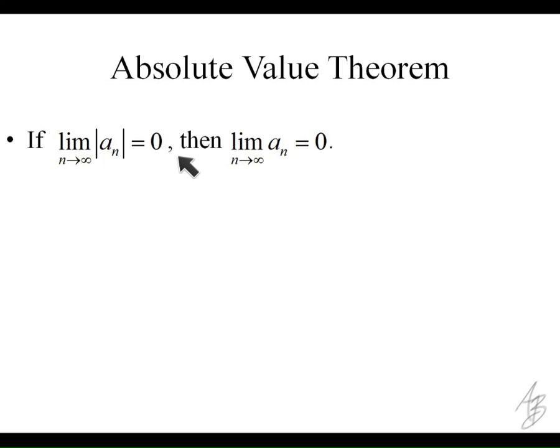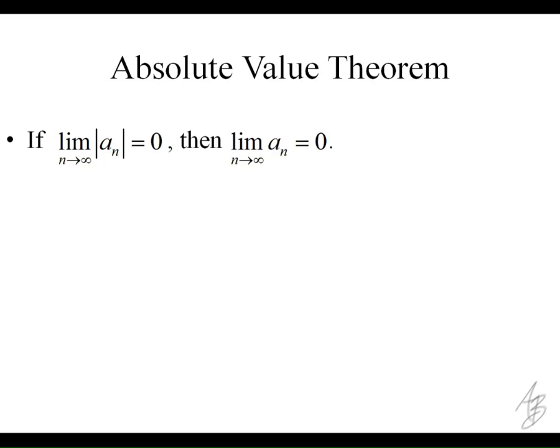We can prove this using the sandwich theorem. So in this case, if we look at just the positive values of a sub n, if we know the limit of the absolute values goes to 0, then we can squeeze this between the positive values of a sub n and the negative values of a sub n, and show that this limit also goes to 0. So you can use the sandwich theorem to prove this.